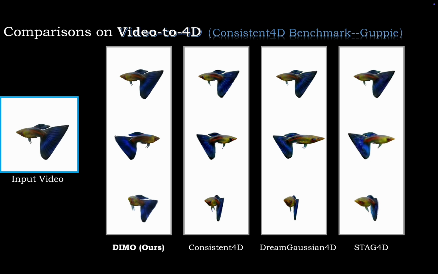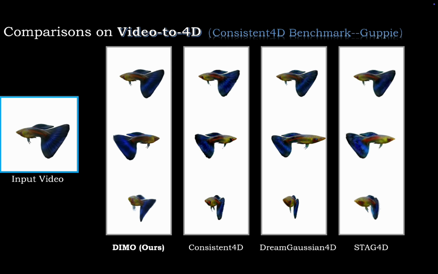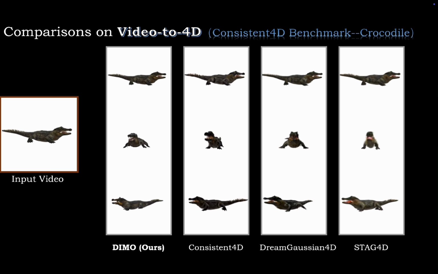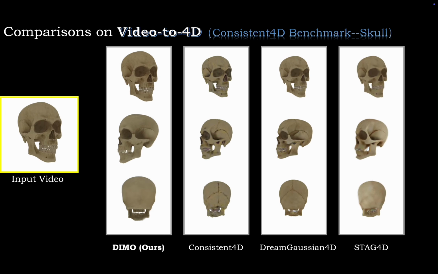We evaluate the video to 4D generation on the Consistent4D benchmark. We render the 4D results at different timestamps on the reference view and 2 novel views. Our DIMO can generate realistic videos with high fidelity and faithful object appearance.